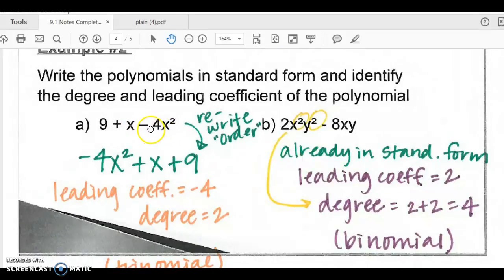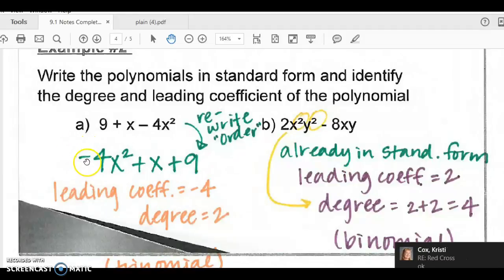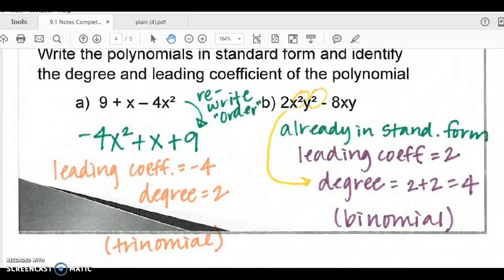This right here, that negative 4x squared has to go first. It's the largest degree right there, the largest exponent. Negative 4x squared plus x plus 9. Leading coefficient is negative 4 out in front. And then the degree is 2 because that's the largest exponent sum. Why is it a trinomial? Because it has 1, 2, 3 terms in it.